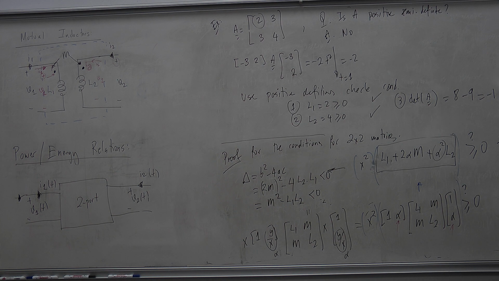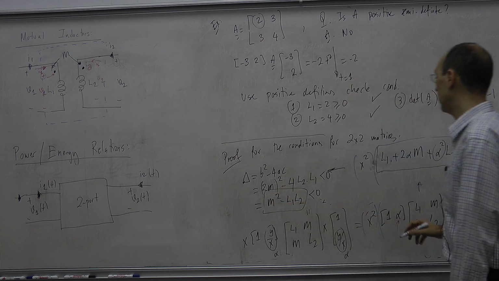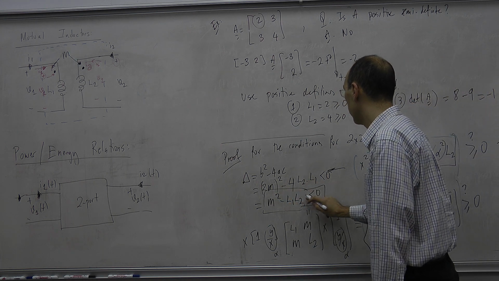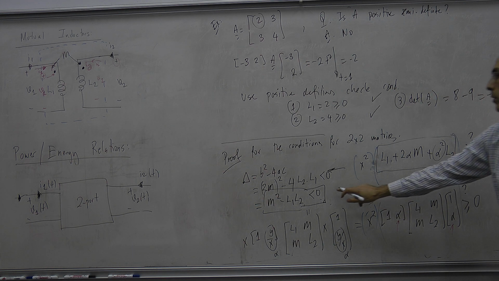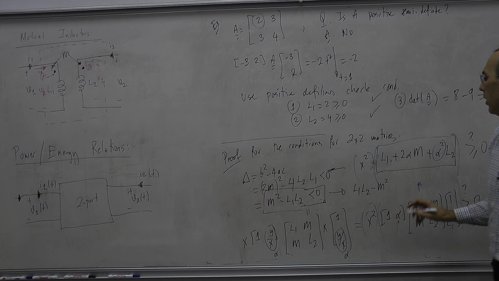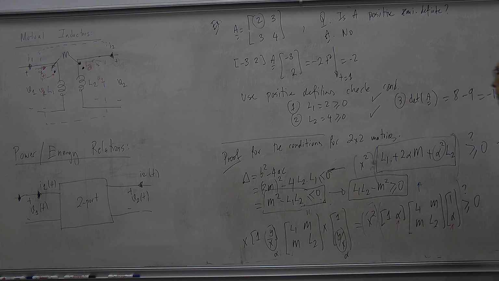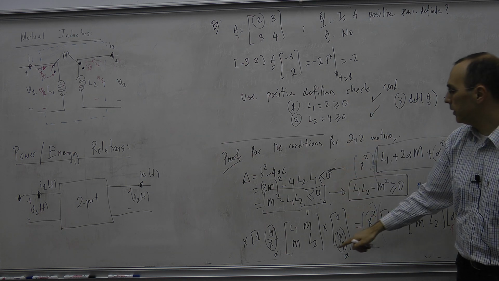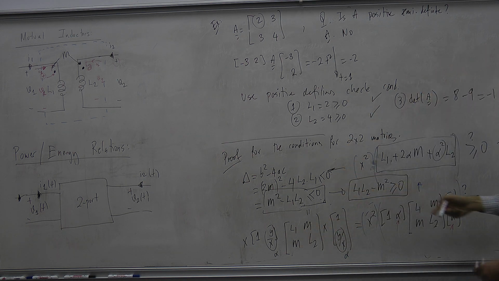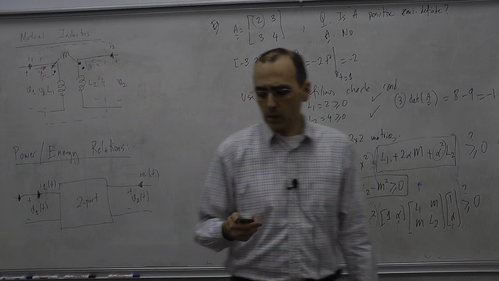We are done. Okay. So the condition for positivity, passivity, you may say, is this condition. And this is equivalent to determinant if you multiply this by minus 1, L1 L2 minus m square. So this is a determinant condition. Determinant of this matrix, L1 L2 minus m square, greater than or equal to 0. Okay, that's all I would like to say about mutual inductors. See you next time.